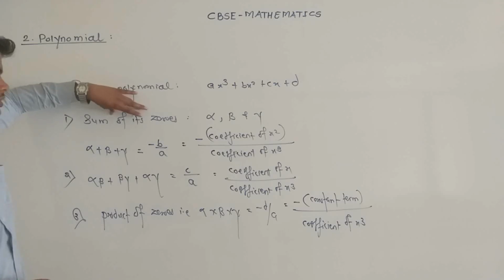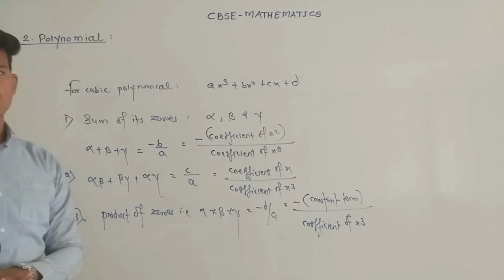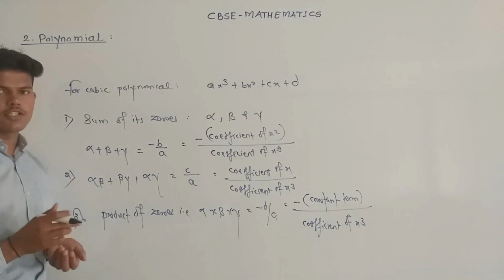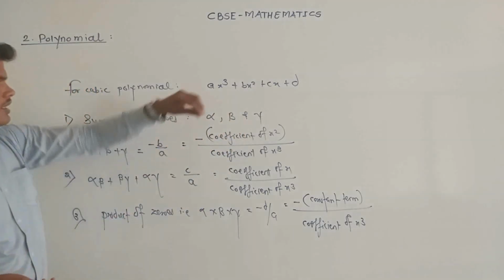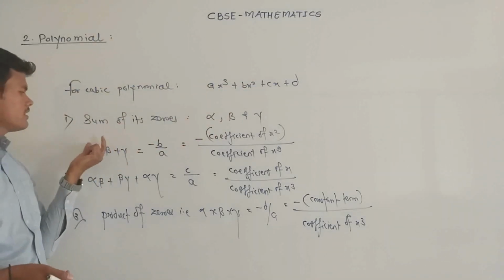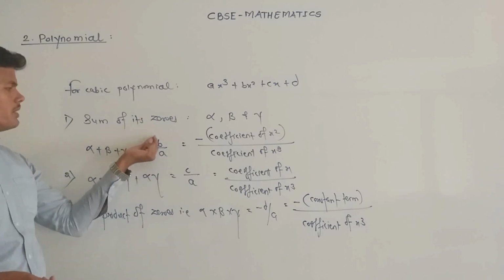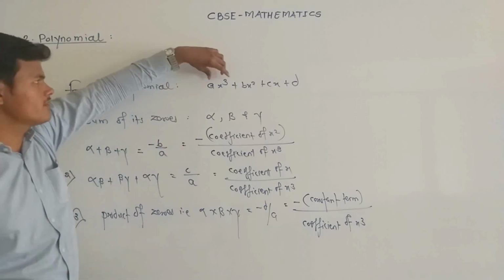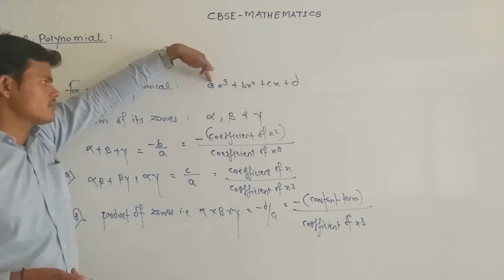First one is the sum of zeros. Consider alpha, beta and gamma are the three zeros of the cubic polynomial, because in the last point we had already discussed that for a cubic polynomial at most three zeros are there. So in general alpha, beta and gamma are the three zeros. The first relation is the sum of zeros, which is minus b by a. So b is the coefficient of x square, because for a cubic polynomial its standard form is ax cube plus bx square plus cx plus d, where a is not equal to 0.